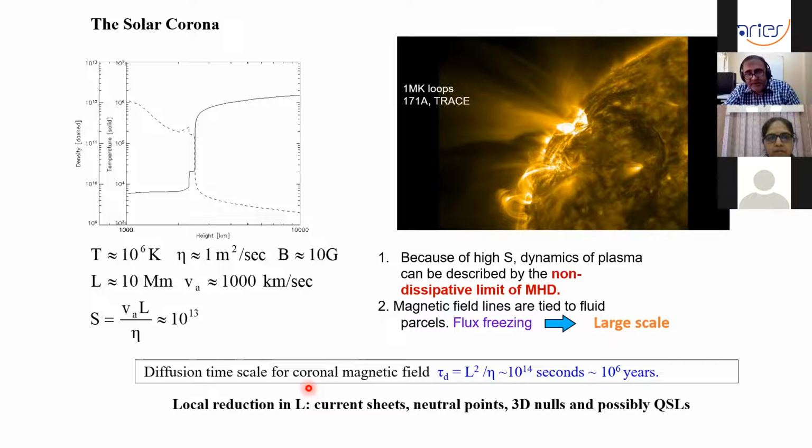But eventually we do see coronal transients, and as I said, they are manifestations of magnetic reconnection, which is the diffusive limit of MHD. So we need either an increase in eta, or generally some of us believe that the length scale over which the magnetic field varies decreases, shortens, and this local reduction in length scale can be realized by current sheets, neutral points, 3D nulls, and possibly quasi-separatrix layers.